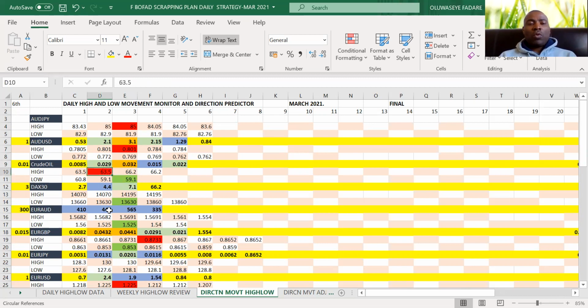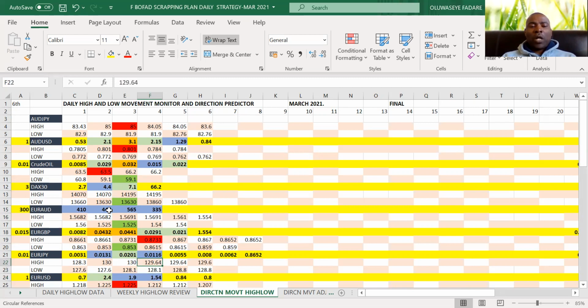For crude oil, in week 1, initially I had a sell, but in week 2 it came to a low of 59.1. So for now, I'm expecting a buy upwards. For DAX, as you can see here, I'm expecting a buy. Euro AUD, I'm expecting a buy. Euro GBP, initially I expected a buy, but now I'm expecting a sell. If the market goes above 0.8731, then it will be a buy. But if it comes below that, it will be a sell all the way.